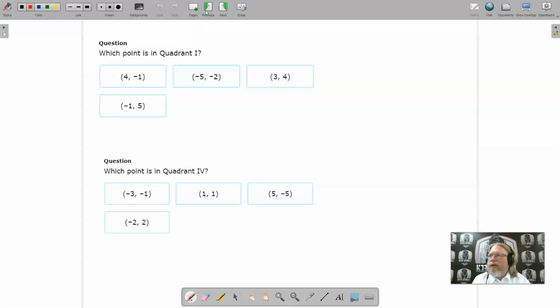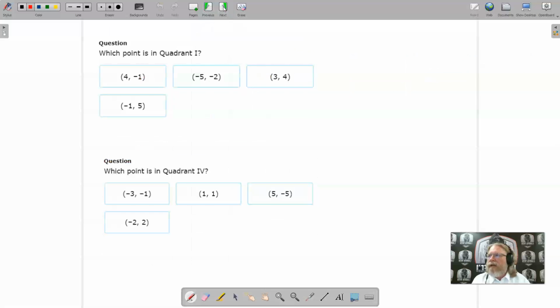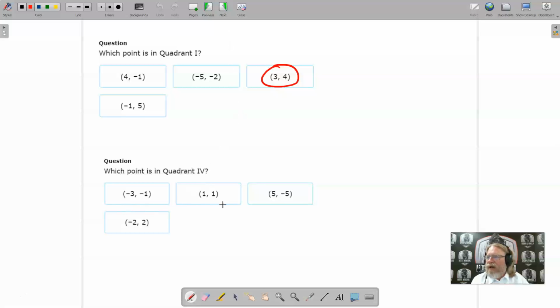Which point is in quadrant 1? Well, quadrant 1 we know is the positive quadrant, correct? So we're looking for two positives, and here it is, (3, 4). Which point is in quadrant 4? Well, in quadrant 4 we know that x is positive and y is negative, correct? So we're looking for a positive, negative, and it looks like this one here, right? We have a positive, we have a negative, and does that match? Yep, positive, negative. Indeed, this is the one in quadrant 4. That would be (5, -5).